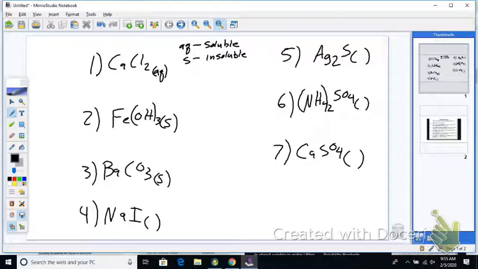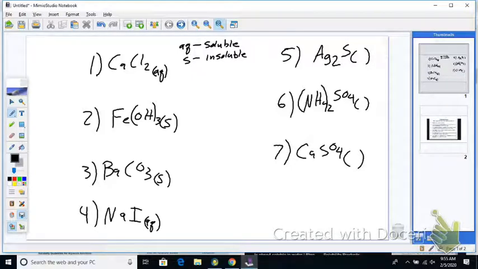Mia, what'd you get for number 4? AQ. And what did you look on that one? Na or I? Na. Okay, and Na is listed in number 2. Yeah, so that would be right, aqueous. It says these are soluble.